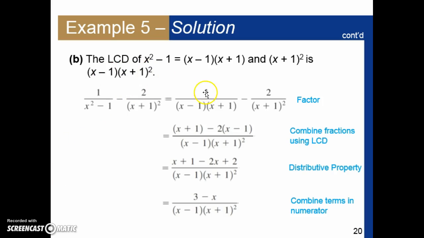So here's another one. So we had these two. It turns out that the least common denominator here, this factors to x plus 1 times x minus 1.